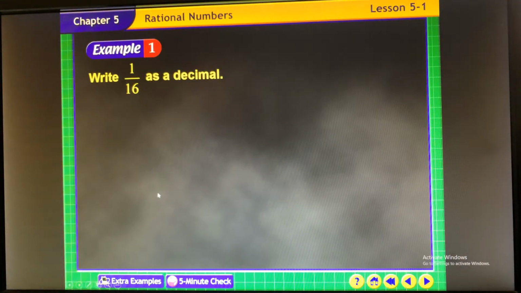So I asked you to learn a bunch of benchmark fractions. Hopefully you took that sheet and filled it out. Benchmark fractions are fractions that we use often and you should be familiar with, like a half and a quarter and 2/4 and 3/4. And you should know all of your fifths because that's easy, 1/5, 2/5, 3/5, and so on. You should know your sixes. You should know 1/6, 2/6, 3/6, 4/6, 5/6, and 6/6, obviously.